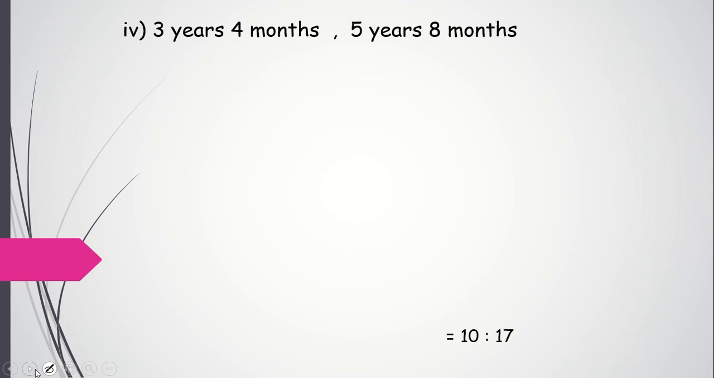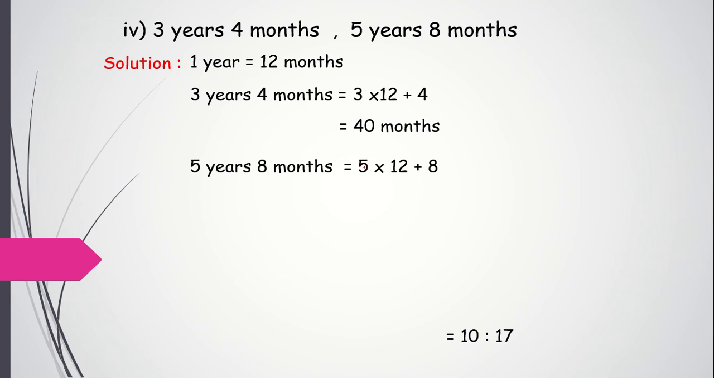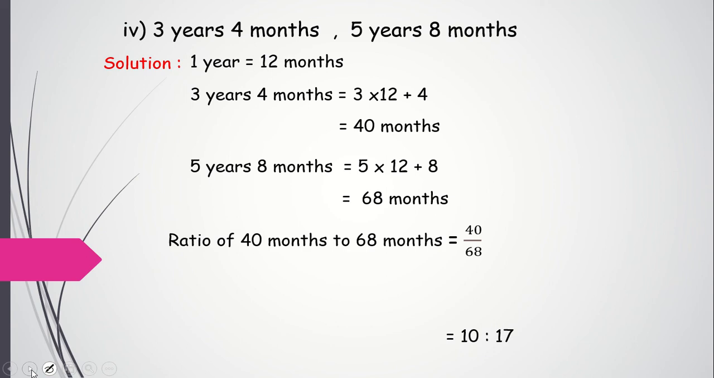3 years, 4 months and 5 years, 8 months. Now here both the units, either convert into years fully or convert everything into the months. Okay, so 1 year is 12 months. So we'll convert everything into months first. 1 year is 12 months. So 3 years, 4 months would be 3 into 12. So 3 years would be 36 months. So that 36 plus 4 is going to be 40 months. And 5 years, 8 months would be 12 5s are 60 plus 8, 68 months. So take the ratio now.